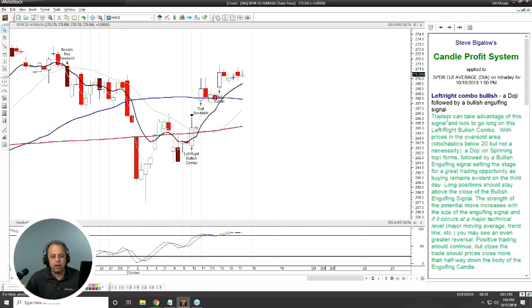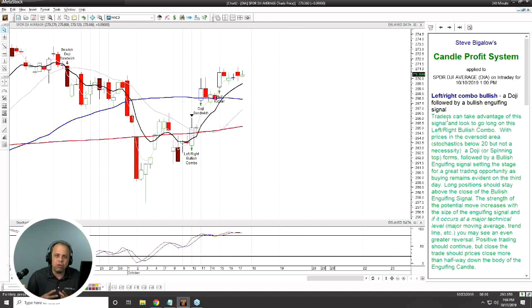So it goes on to say, traders can take advantage of this signal and look to go long on this left-right bullish combo with prices in the oversold area, which is nice, but it's not a necessity. A doji forms, followed by a bullish engulfing signal, setting the stage for a great trading opportunity as buying remains evident on the next day. Long positions should stay above the close of the bullish engulfing signal, and you can read the rest of it.